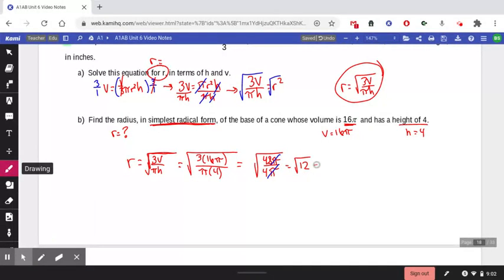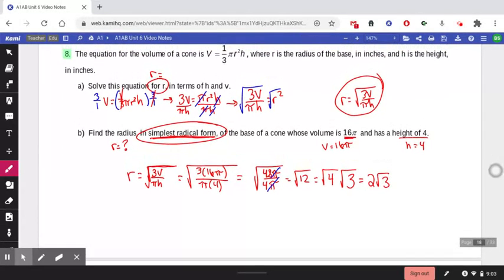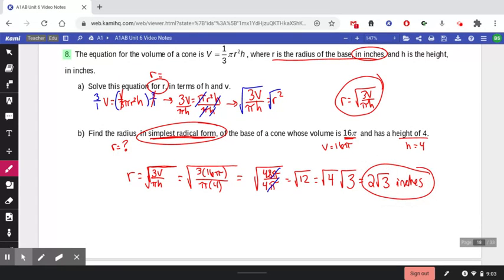Which we can simplify because it says simplest radical form, right? We don't want to actually plug in radical 12 and give a decimal. So we can break up the square root of 12 into a perfect square times a non-perfect square. So square root of 4 times the square root of 3 is 2 square root of 3. R, just be careful, R is the radius of the base in inches. So this is 2 square root of 3 inches based off of what the problem asked for. That would be our radius.